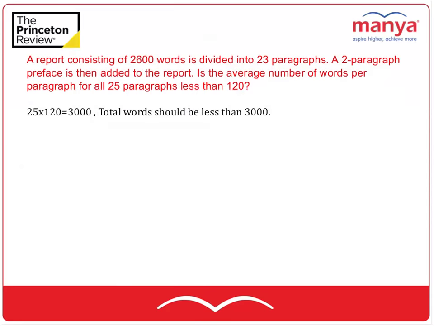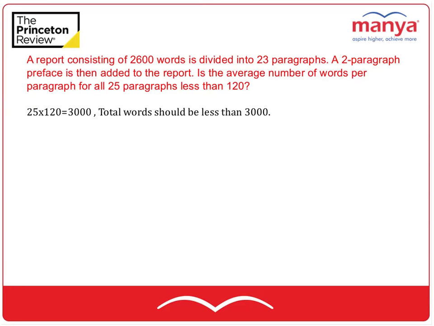So the question is saying a report consisting of 2,600 words is divided into 23 paragraphs, and a 2-paragraph preface is added. Is the average number of words per paragraph for all 25 paragraphs less than 120? So the average has to be less than 120. If it is equal to 120, what will be the total number of words in the paragraphs? That is the information we know from the question. So 25 into 120 will give us 3000. We wanted less than 120, so the total words should be less than 3000.